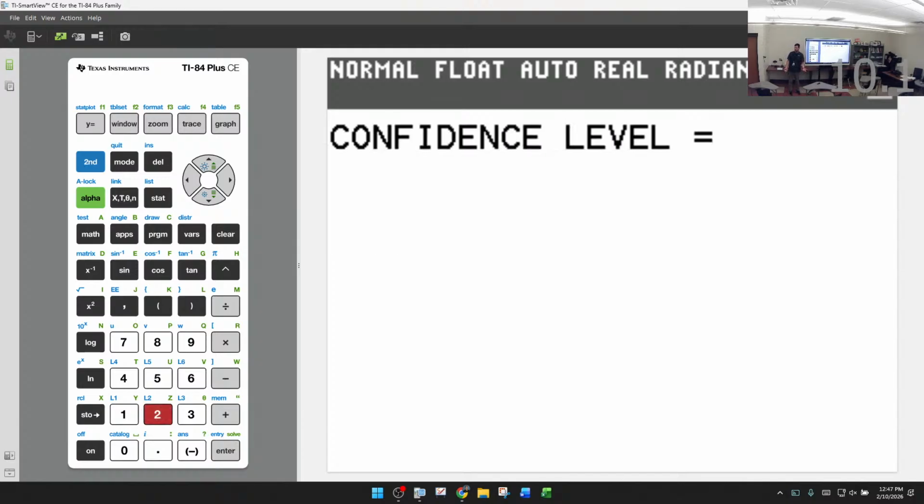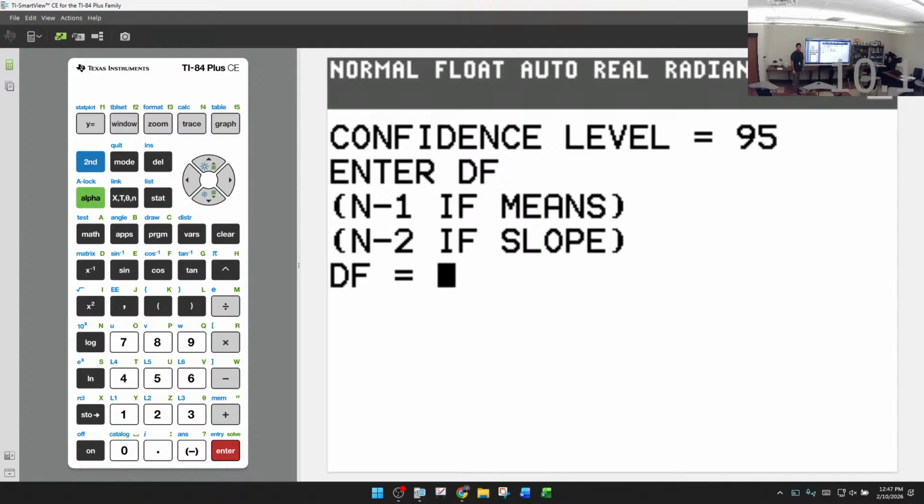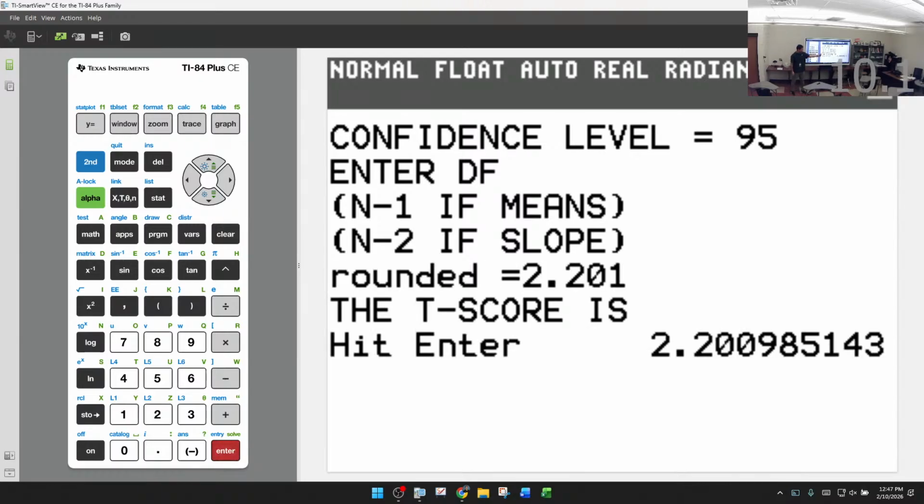It's going to ask for the confidence level, which is 95 or 0.95. Your nerd teacher doesn't care which one you put in. Enter DF: n minus 1 if it's means, n minus 2 if it's slopes. Slopes are not till chapter 12. 11. And there it is, rounded, 2.201. The T score is 2.201.